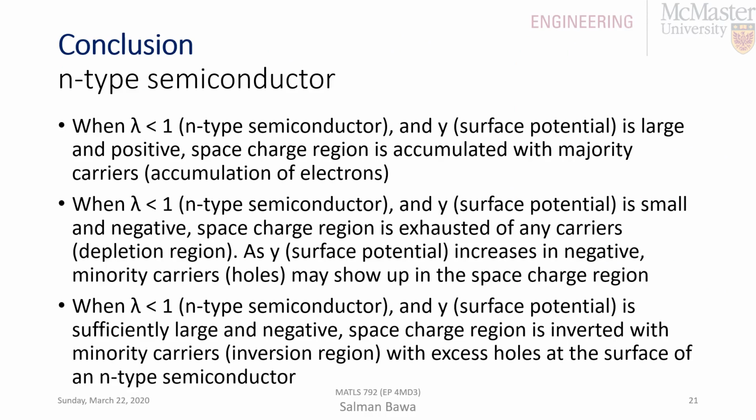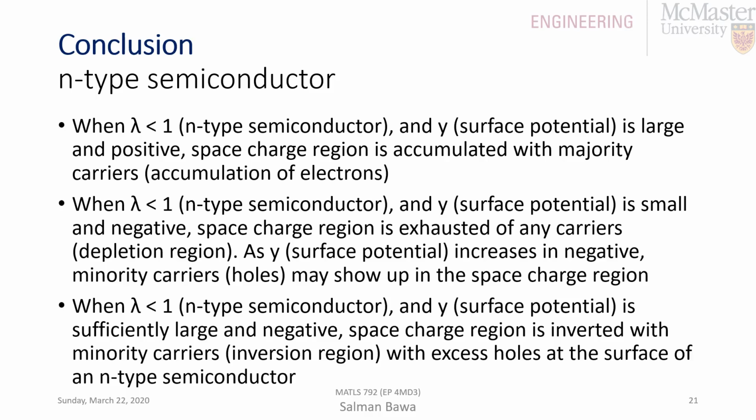So the conclusions drawn from the 1955 paper of Garrett and Brattain and figure 614 are as follows. For an n-type semiconductor, when lambda is less than 1 and the surface potential is large and positive, space charge region is accumulated with majority carriers, accumulation of electrons. When lambda is less than 1 and the surface potential is small and negative, space charge region is exhausted of any carriers. This is the depletion region.